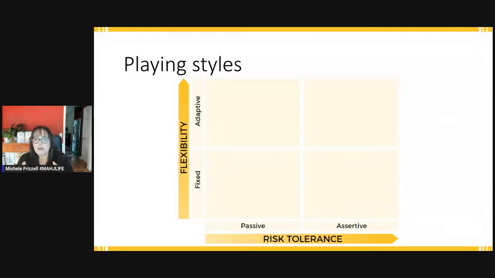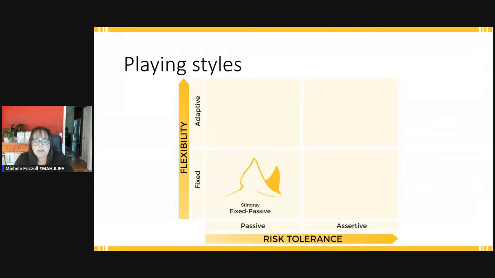And just know that you may have a fluid style. So you may be in different areas of this quadrant. We're not pegging people into one single quadrant. It can change, but we're going to look at it at a high level before we dig into the detail and look at the nuances.